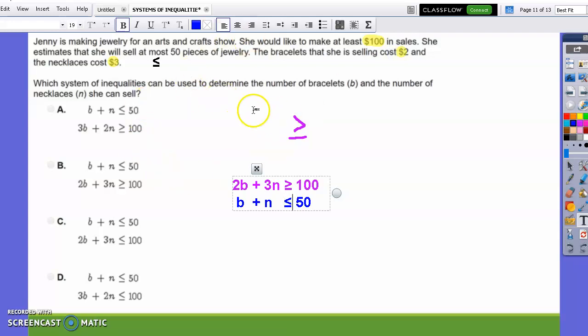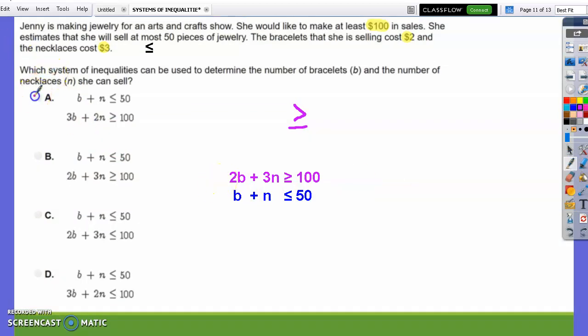Okay, it just wants to know what the two systems are. So one is greater than, one is less than. So b plus n is less than or equal to 50. We got that. 2b plus 3n. So A is not going to be our answer. B says b plus n is less than or equal to 50. We got that. The second part is 2b plus 3n is greater than or equal to 100. That's what we have. That's our answer. All right.